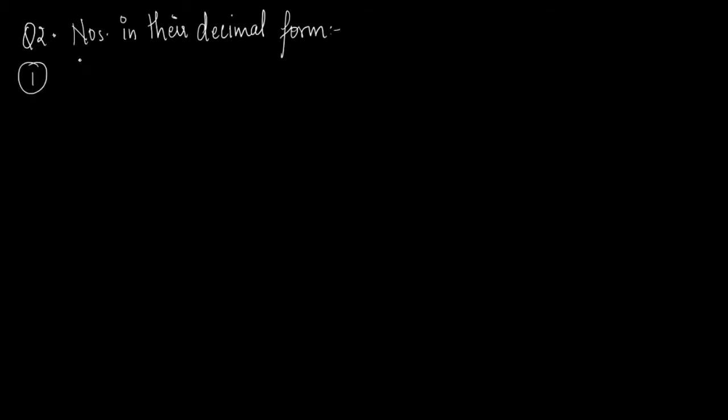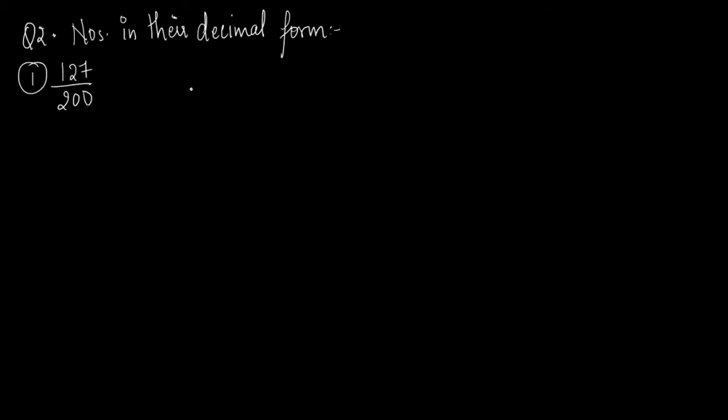Now in practice set 2, you have question number 2. In question number 2, you have to write down the numbers in their decimal form. So you need to write down these numbers in their decimal form. Let's look at sum number 1. You have 127 by 200.